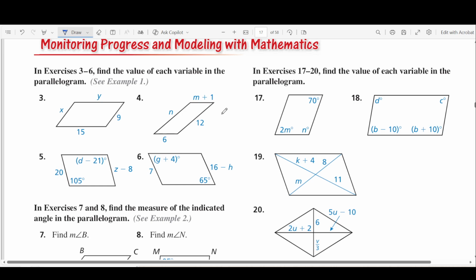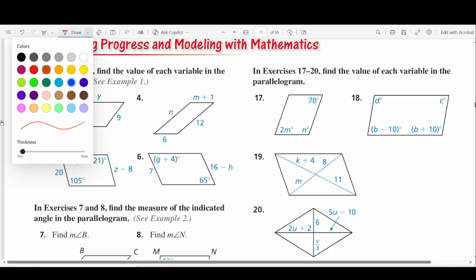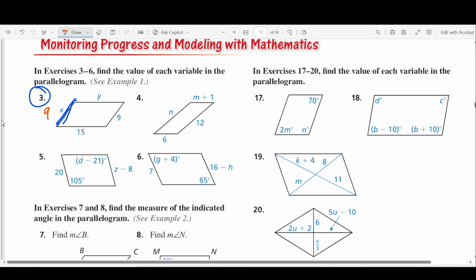Let's try this. Find X and Y in the first one. What is the value of X? X is this side. How much is that? 9. Very good. That's 9 units. And Y? So this is 9. What about 6, this Y? 15. Very good. 15 because opposite sides are equal in a parallelogram. And this is given that these are parallelograms.